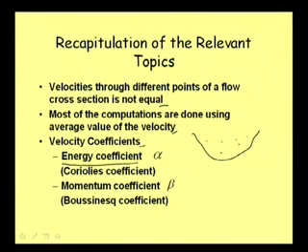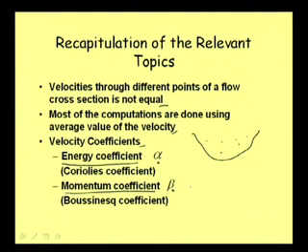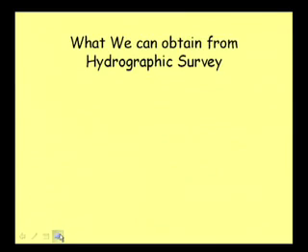Now, to take care of that, in reality the velocities are different, but we are using an average velocity. So, we use some coefficients that we term velocity coefficients. One of those is the energy coefficient alpha, which we use for calculating energy. Another is the momentum coefficient beta, which is used for calculating momentum. Well, with this discussion we can go ahead to a real problem.